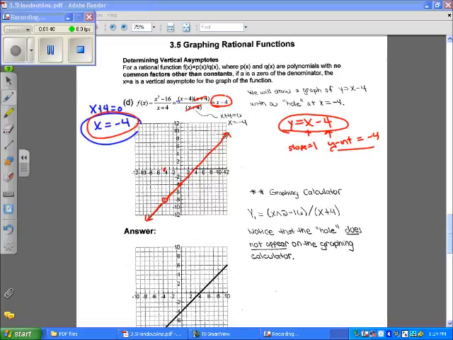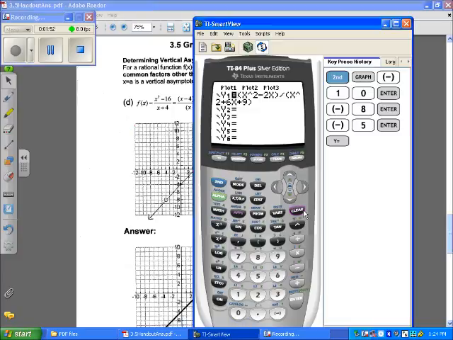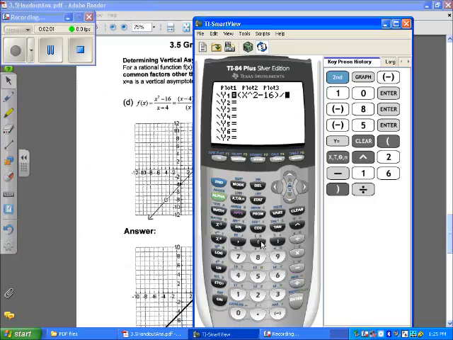Now, if you do graph this with your graphing calculator, the hole will not appear on the graphing calculator. Let me just show you that real quick, just so you see. The graphing calculator is not perfect, and this is one area where it's not. Okay, so I'll go ahead and plug this in. And then for my window, I'm going to make the window the same as my graph paper. It's going to be negative 12 to 12 for both.